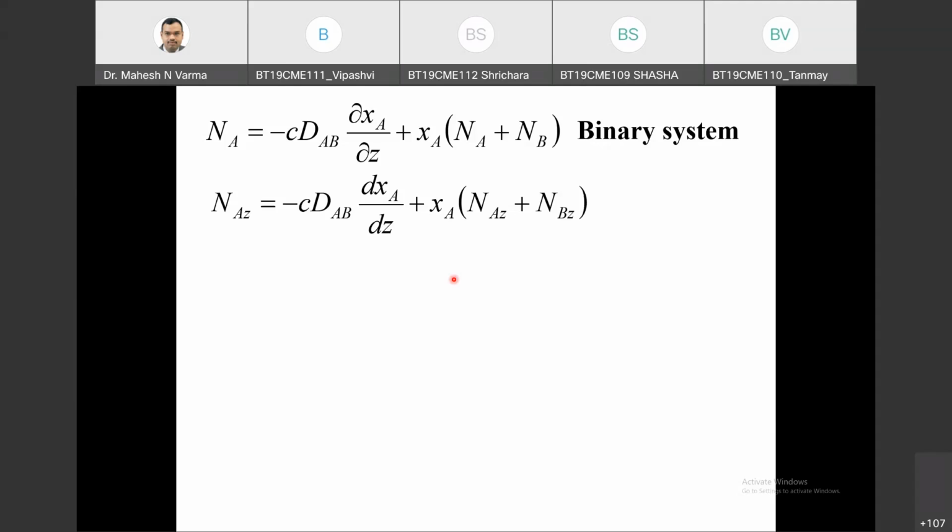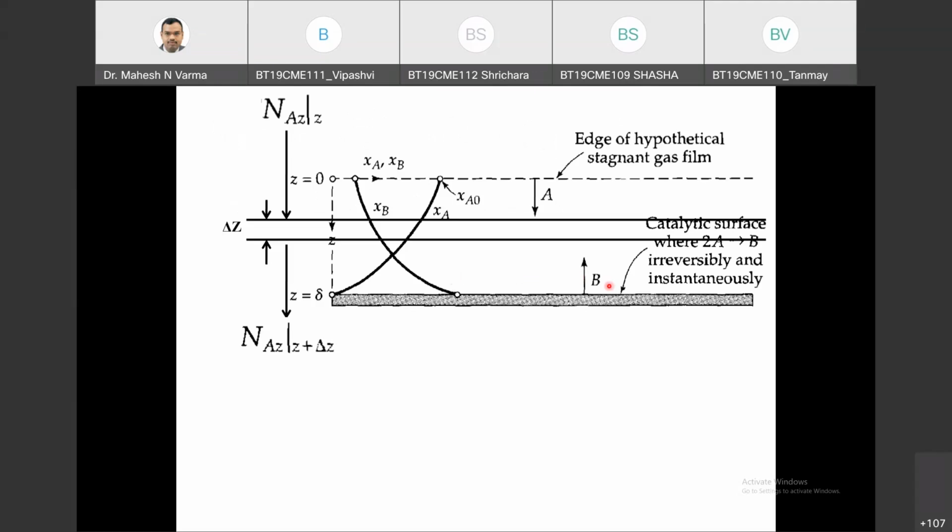how many molecules are going back? 10 molecules, because two molecules are combining to form B. So 10 molecules will be moving in the opposite direction per unit time, per unit area. That is why, since this reaction is 2A gives B, we get NBZ equals half of NAZ.